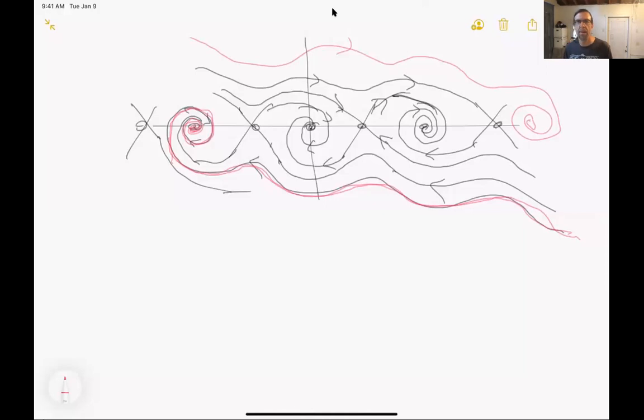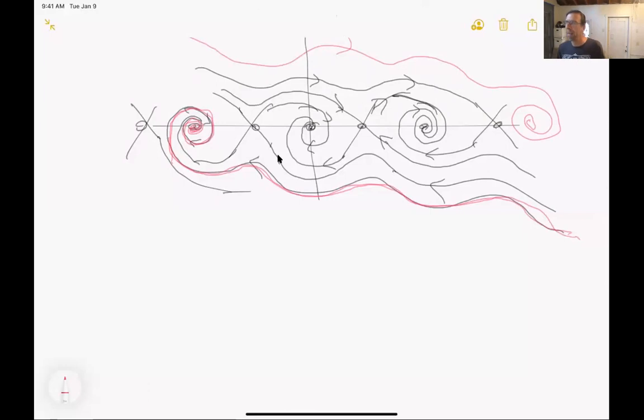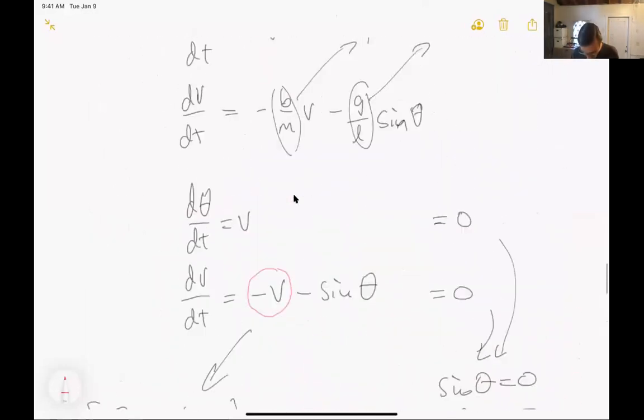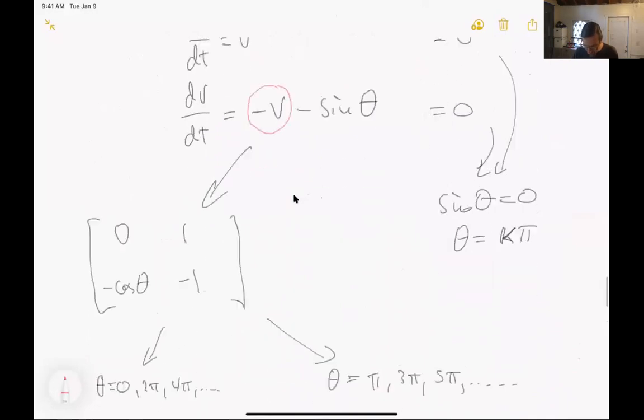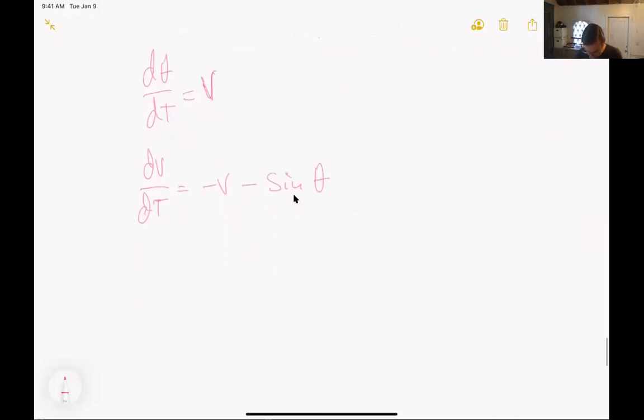Okay. Juggle my windows. There we are. All right. Let's take a look now again. Again, I'm just going to copy down one more time. The system I'm dealing with is d theta dt is v, and dv dt is minus v minus sine theta. Without that minus v, we had a Hamiltonian function.